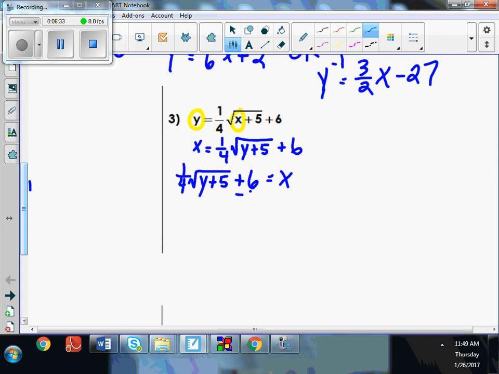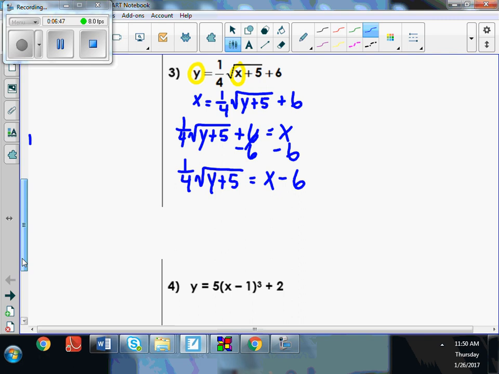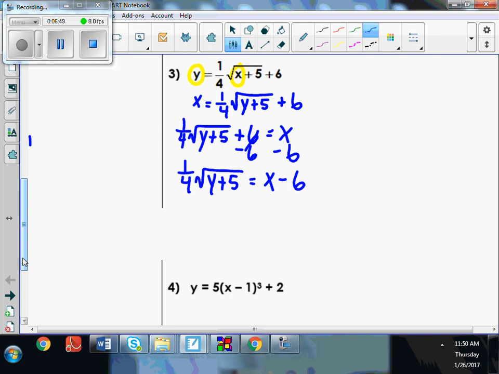Subtract 6. Good, I thought I heard someone say it. Then I have a fourth times the square root of y plus 5 equals x minus 6. So it's similar to solving what we did in the last unit. I'm just kind of following PEMDAS backwards, working backwards. What would I do now? Leo, what would we do?